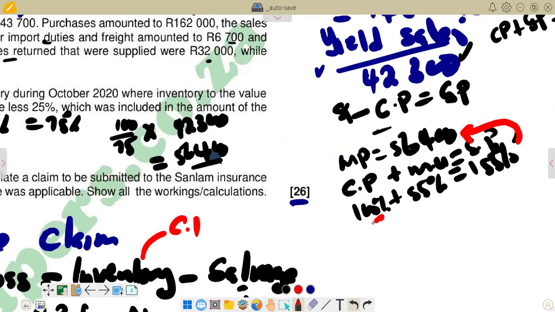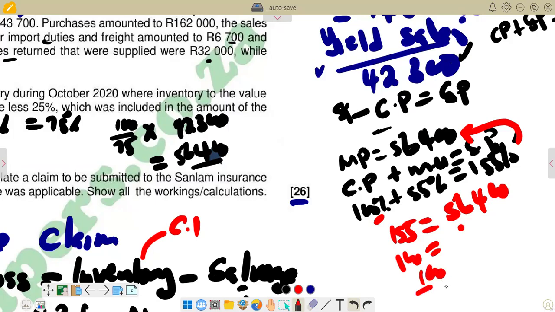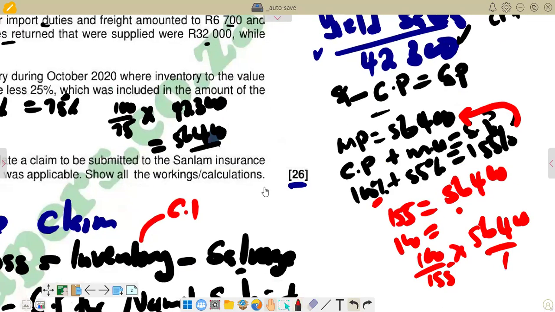So the figure that we are looking for is 100%. So we can just make a proportion whereby we're saying 155 is equal to 56,400. Then the figure that we want is 100%. So we can make a proportion there by saying 100 over 155, and then you multiply by 56,400. Let's try to calculate as such.